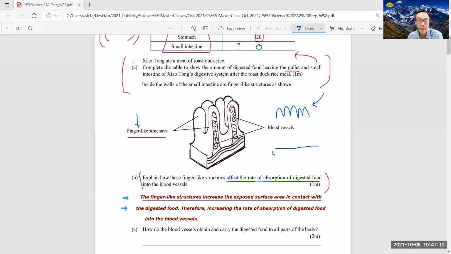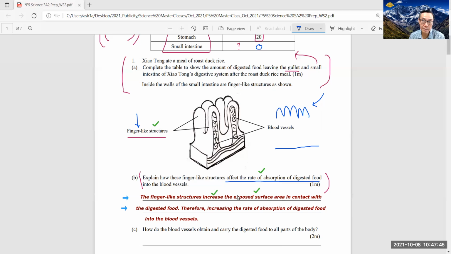Okay, thank you. Look at this question. You're supposed to explain how this finger-like structure affects the rate of absorption. So firstly, you must bring in the concept of exposed surface area. They will increase the exposed surface area in contact with the digested food. This one is very important. When you talk about exposed surface area, you must say in contact with what? What is the substance? Exposed surface area in contact with the digested food.